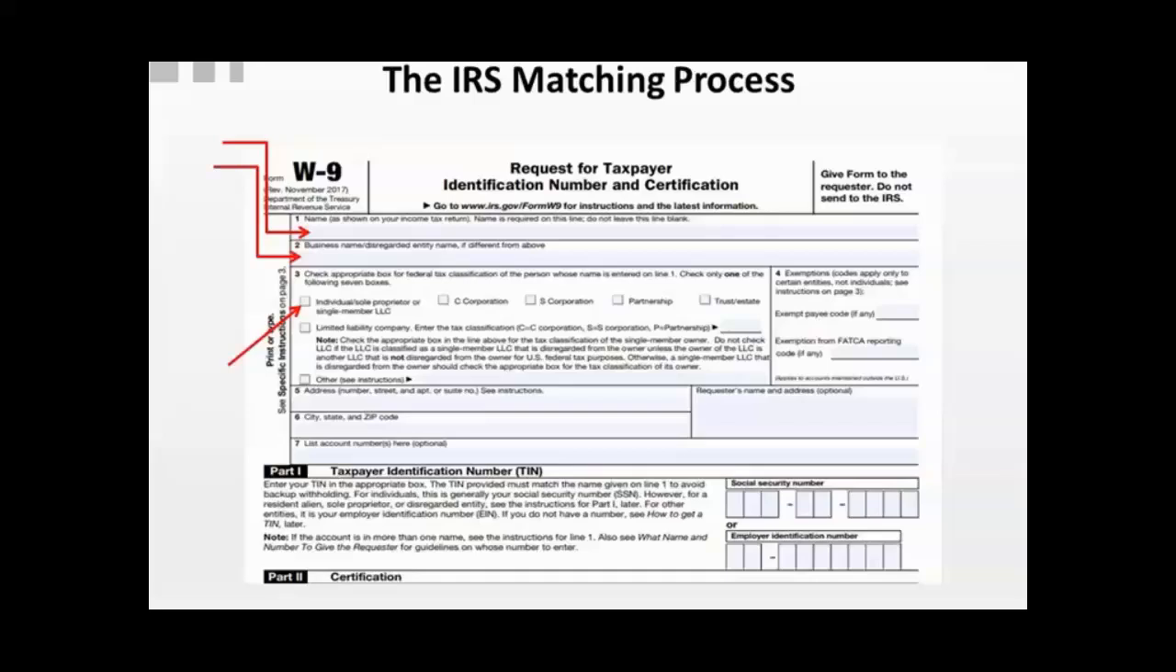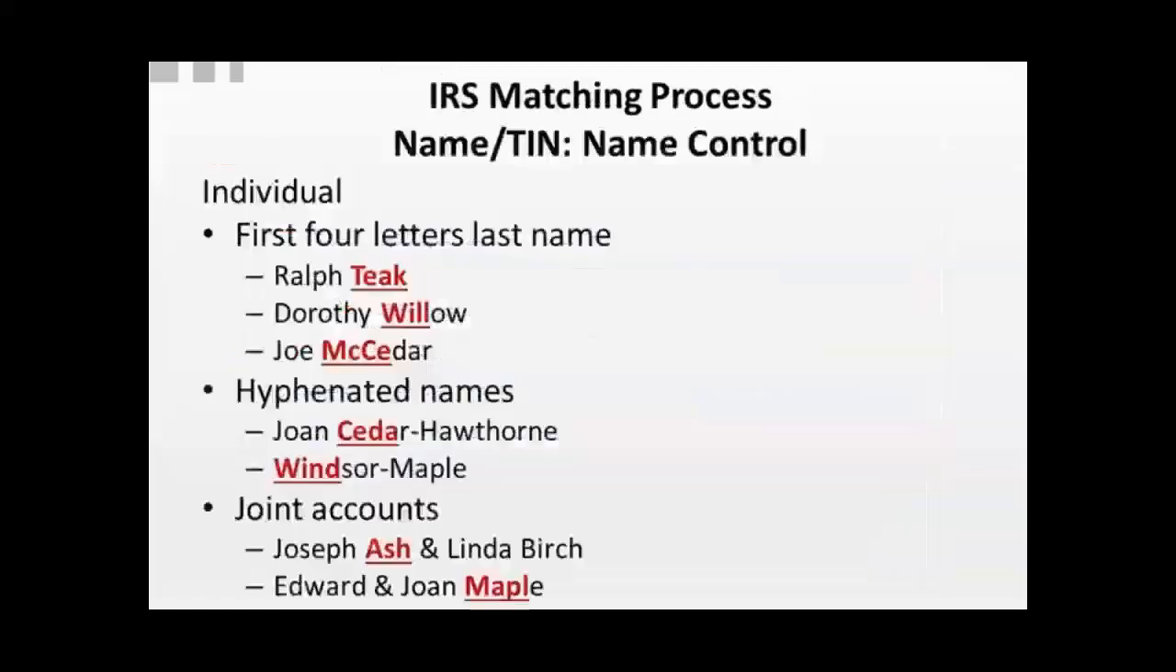Now, the number, I mentioned that already. A sole proprietor can give you a Social Security number or an employer ID number. Almost everybody else is going to give you an employer ID number. If the sole proprietor gives you both, then you don't have to worry about it too much. You can use either number.